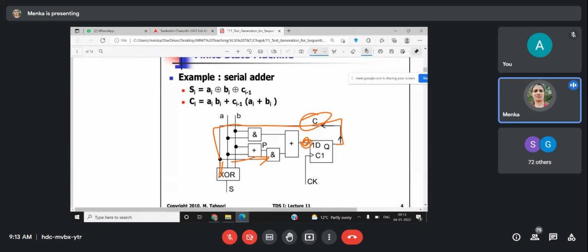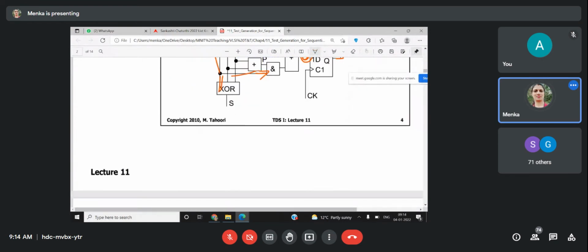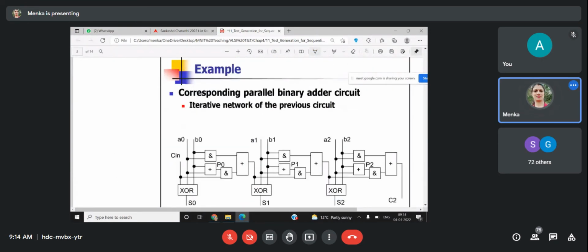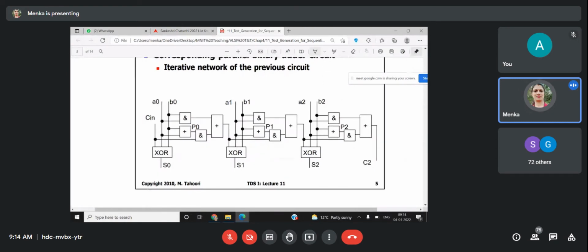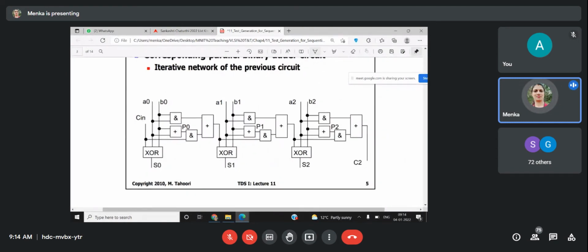So what you will be doing is breaking it, and you will make multiple copies of this circuit. So how will you do that? Let's understand. This is how you will do it. Just break the circuit before the flip flop. Here was the flip flop. So you have broken the circuit, and now this Ci-1 works as the input for the next iterative network.